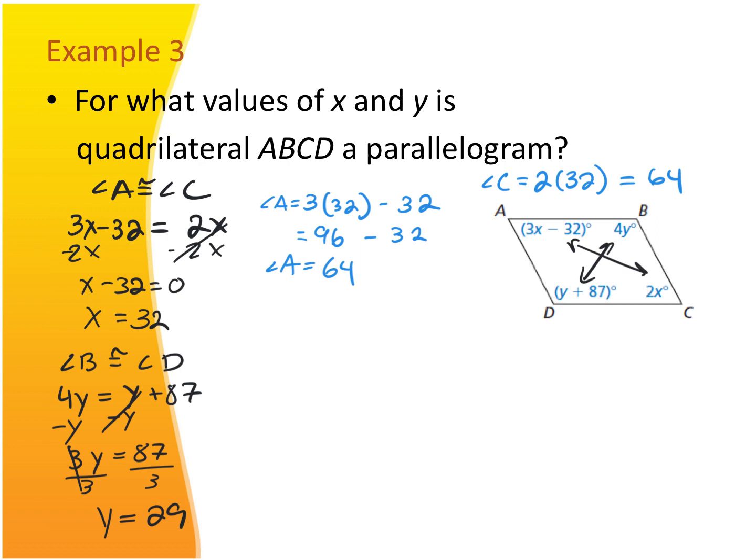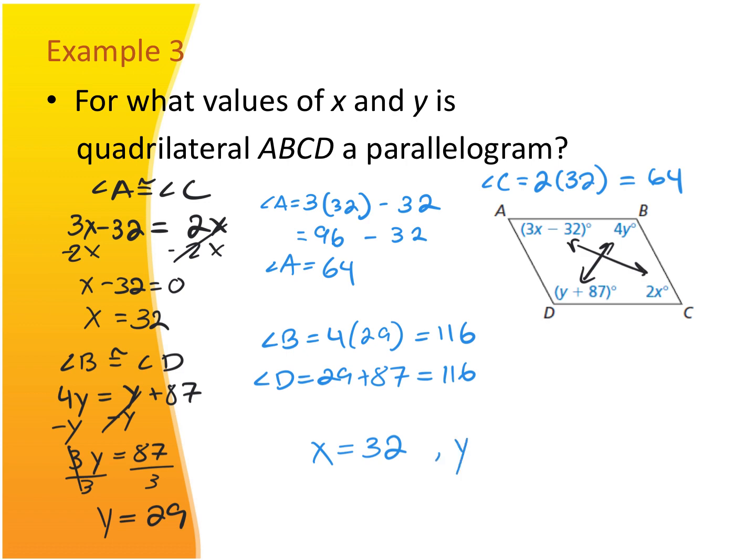Now, we do the same thing for y if we want to check it. For angle B, it's going to be 4 times 29, and that gives us 116. And for angle D, 29 plus 87 gives us 116. Again, they both work, so we can say x is equal to 32 and y is equal to 29.